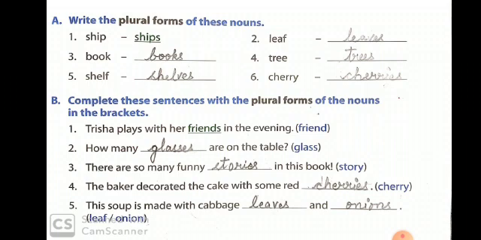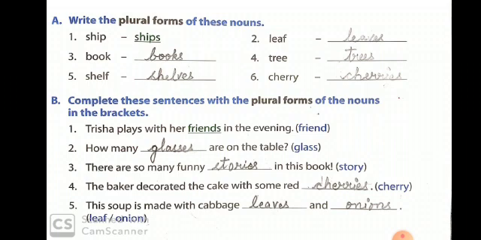Book, books. Tree, trees. Shelf, shelves. Cherry, cherries. Question number 2 or B. Complete these sentences with the plural forms of the nouns in the brackets. Here noun words are given in the bracket and you have to write its plural form and complete these sentences.